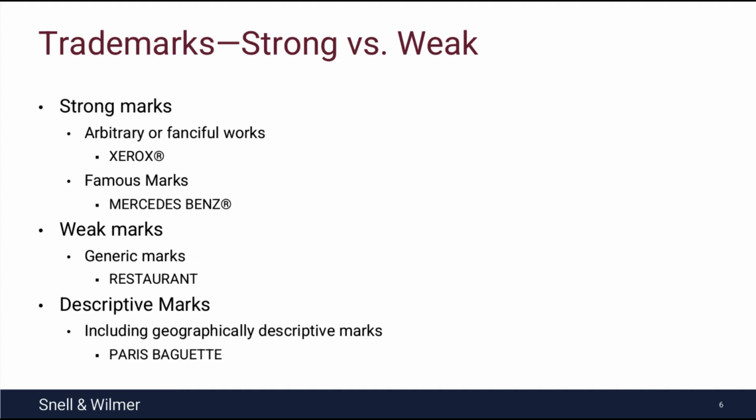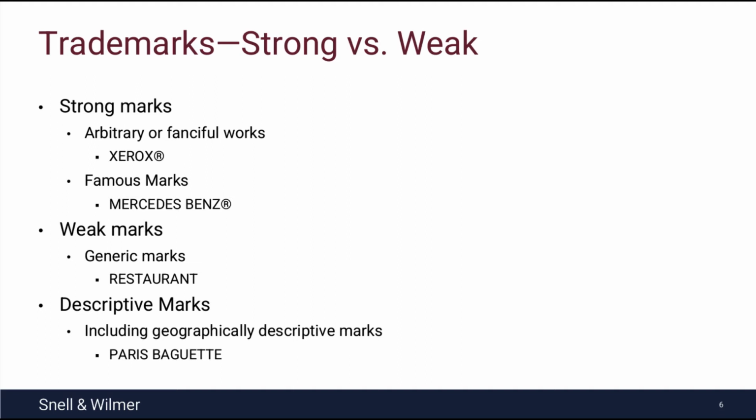Something that is sort of in between a weak mark, a generic mark, and an arbitrary or fanciful mark is what's called a descriptive mark. And descriptive marks are marks that describe a product or a particular good or service.